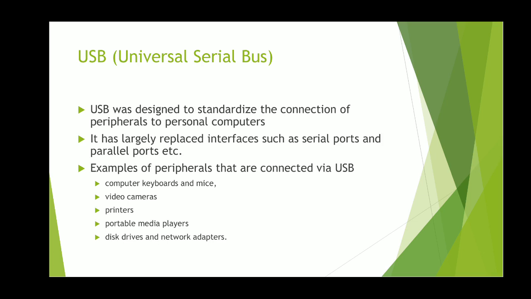Following are examples of peripheral devices that are connected via USB. The first example is the computer keyboard and mouse, which used the PS2 port for communication, but now they have switched over to USB. Then video camera, printer, portable media player, disk drive and network adapters, all these peripheral devices nowadays use the USB standard for communication.